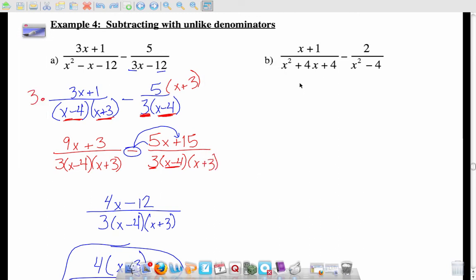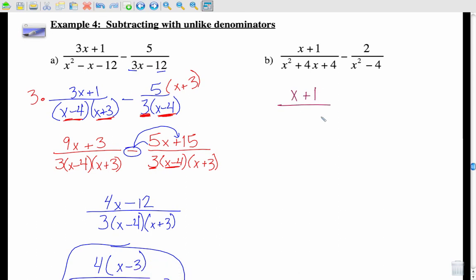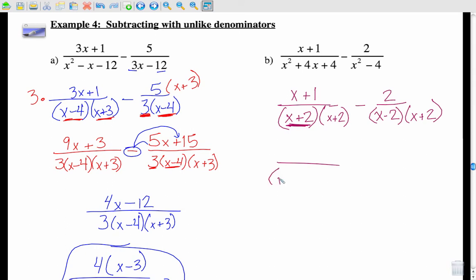Example 4, letter B. Slide this out of the way. I tell you what, let's get a fun color here. Let's go with maroon. All right, I'm going to factor the bottom. X plus 1 over x plus 2, x plus 2. Minus 2 over x minus 2, x plus 2. I am going to figure out a common denominator here. This has got to be part of it, so I have to account for the x plus 2. The good news is that accounts for this x plus 2 over here.